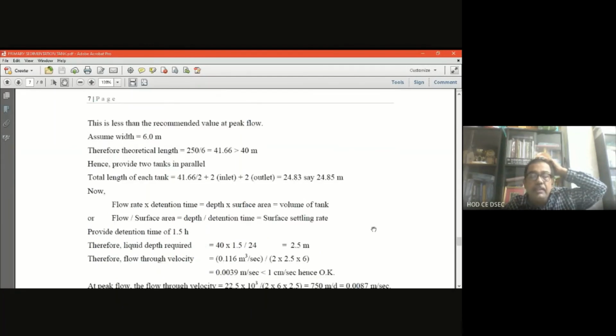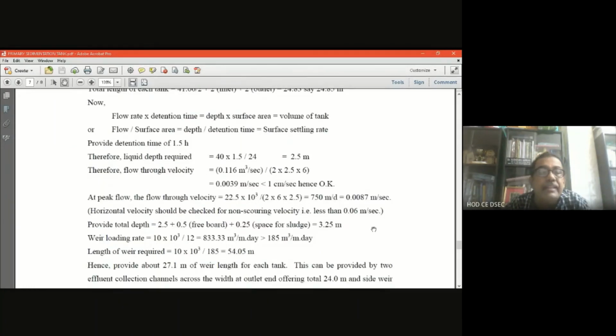So when you consider 40 as the surface settling rate, in the equation you just multiply it with the detention time and you will get the depth. So that's why the depth of the liquid is 40 into 1.5 divided by 24. Why 1.5 divided by 24? Because 1.5 is in hours and you convert it into days. 1.5 divided by 24 is the detention time. If you multiply the detention time with the surface settling rate 40, you will get the depth of water, which is 2.5 meter.